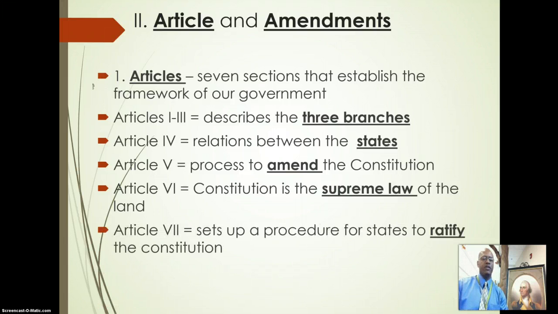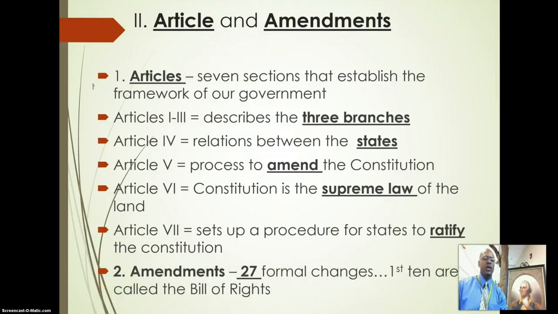And then Article 7 sets up the procedure for states to ratify the Constitution. So if you want to have amendments added to it, what is the process? And again, we'll look at specifically what's that process later on. To date, we have 27 formal changes to the Constitution that have been instituted. The first 10, as we talked earlier, is the Bill of Rights.